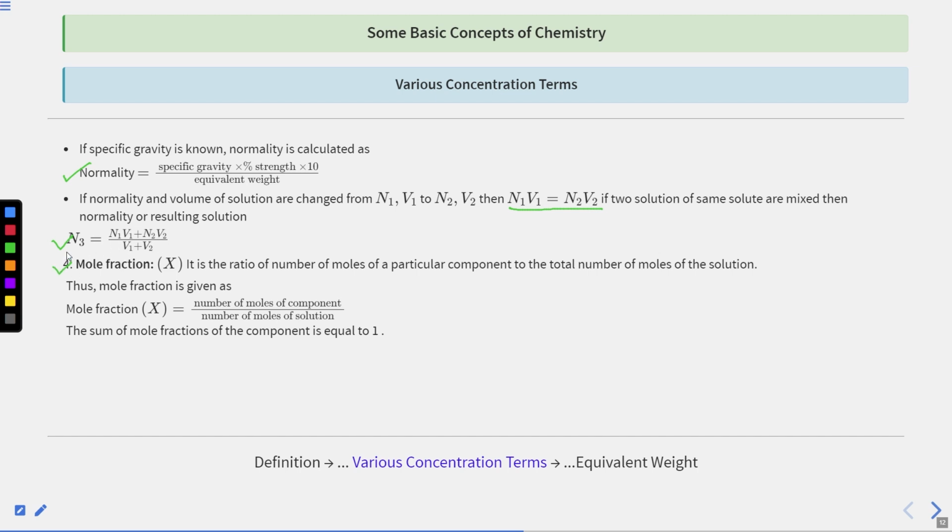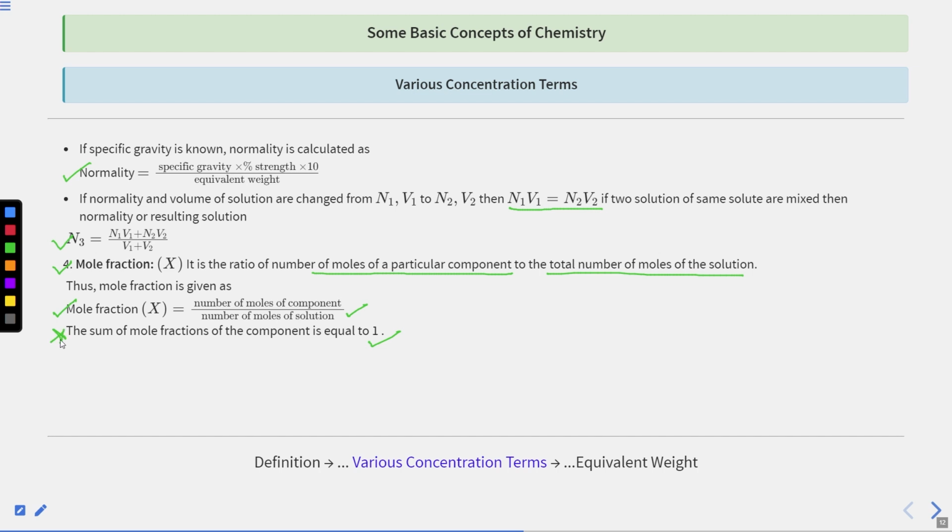Okay. Next term is mole fraction, represented by X. It is the ratio of the number of moles of a particular component to the total number of moles of a solution. Okay. Moles of a particular component divided by the total moles present in the solution. Thus, the mole fraction formula will be number of moles of component upon number of moles of solution. And the sum of mole fractions of the components in a solution is equal to 1. This is a point to be noted.